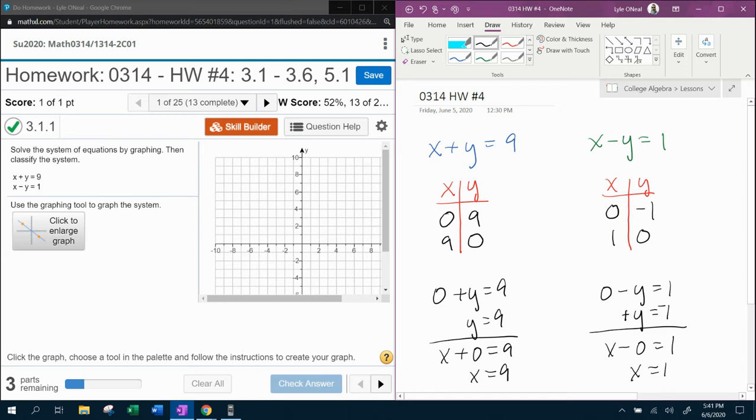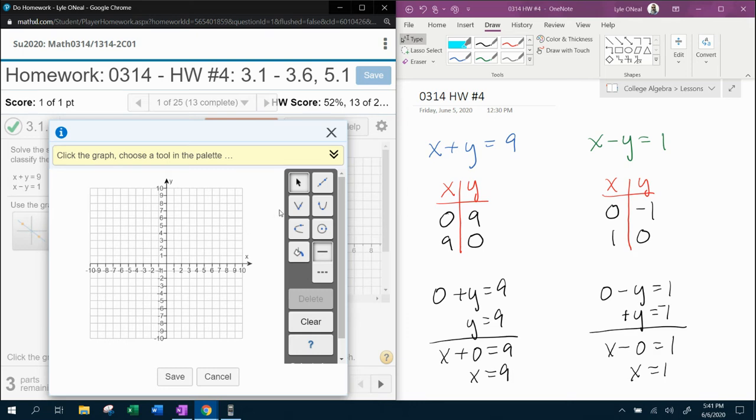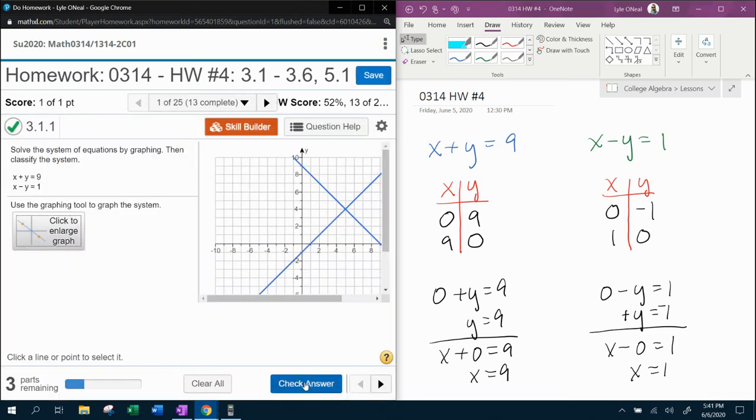Now that I have the x and y intercepts for both equations, I'm ready to come over here and graph. We're going to click on Enlarge the Graph and grab our line tool. For the first equation, the y-intercept is at 9. I'm going to click, and then I'm going to come to the x-intercept, which is 9, and click. Next line, grab the line tool. 0, negative 1 for the y-intercept, 1 for the x-intercept, and there we have both of the lines graphed. We're going to save and check.